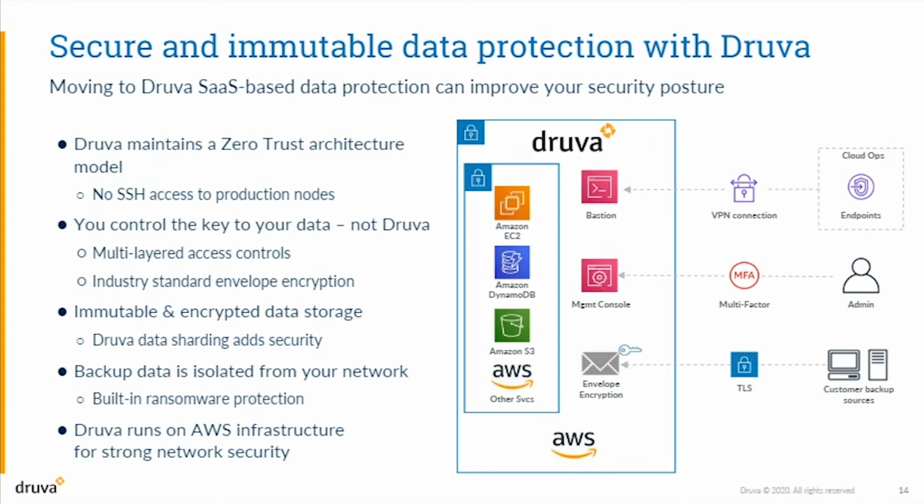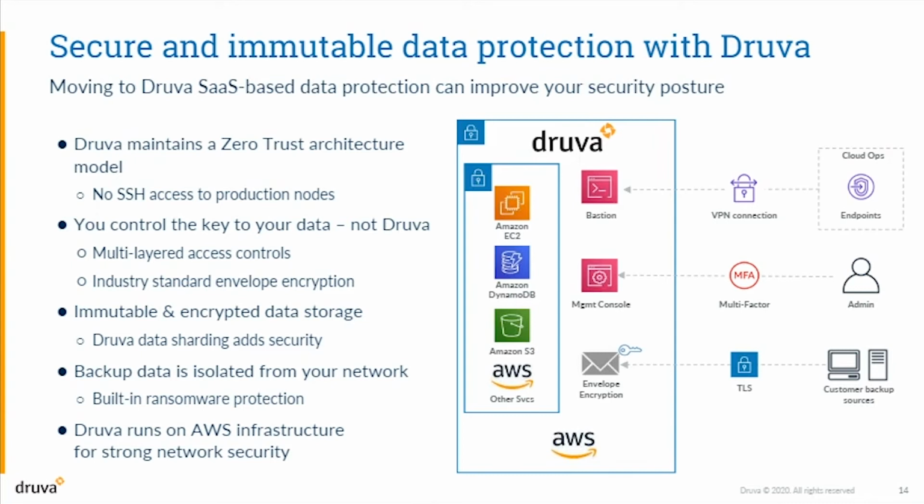And then in addition, only you control the key to your data. So Druva has no way to access that data. We use industry standard envelope encryption. And as you can see on the right, we have multi-layered access controls, to ensure that only the right types of people are accessing the right types of data.